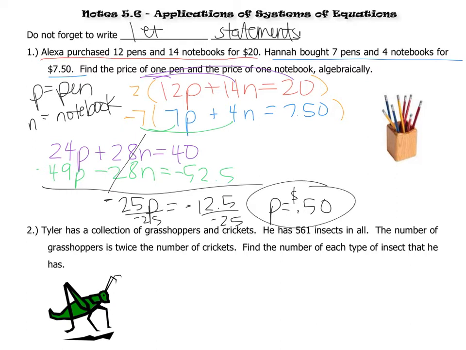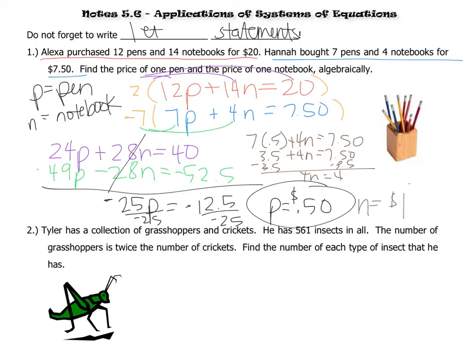Then we need to find how much the notebooks cost. So we're going to plug 0.5 in for pens in either one of the equations to find the answer. So if I do 7 times 0.5 plus 4n equals 7.5, or 7.50. 7 times 0.5 is 3.50 plus 4n equals 7.50. Subtract 3.50 from each side. I have 4 times n equals 4, so obviously n equals $1.